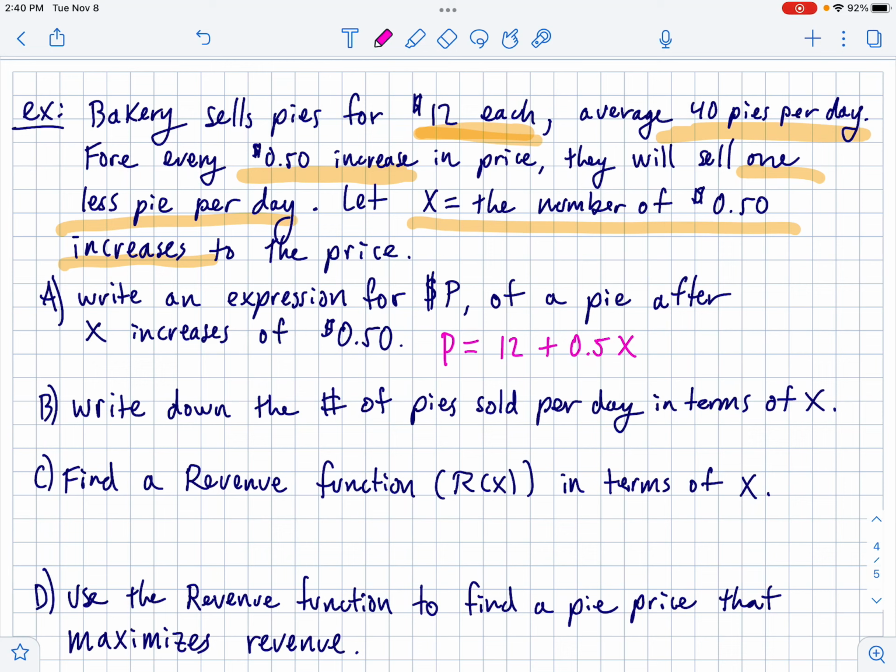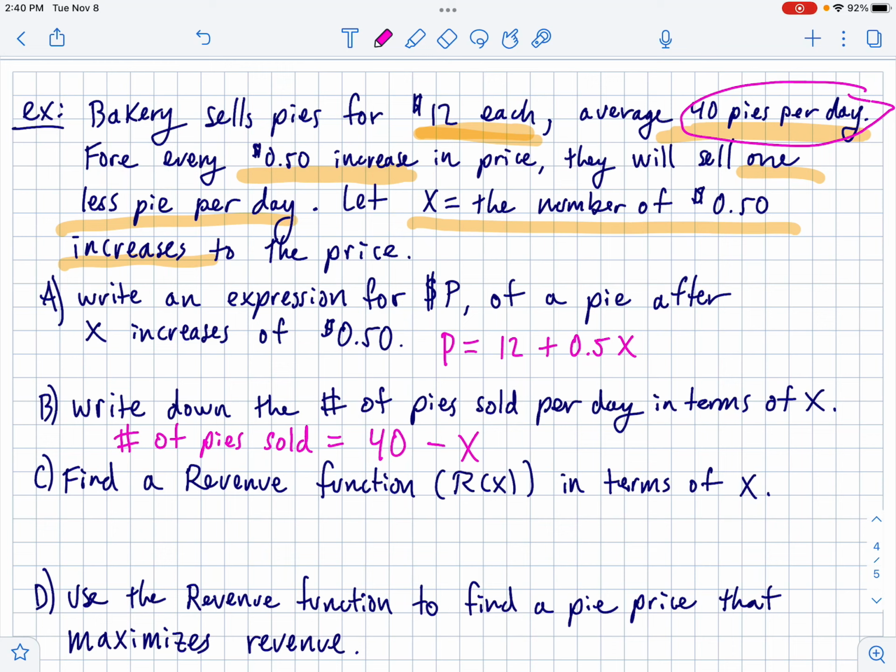Part B, write down the number of apple pies sold per day in terms of X. So the number of pies sold, well, they're doing 40 pies a day, but then for every 50-cent increase, they're going to lose one. So they start at 40, and then X represents the number of 50-cent increases, so we're just going to subtract X off that. So it's 40, take away however many times you increased it.